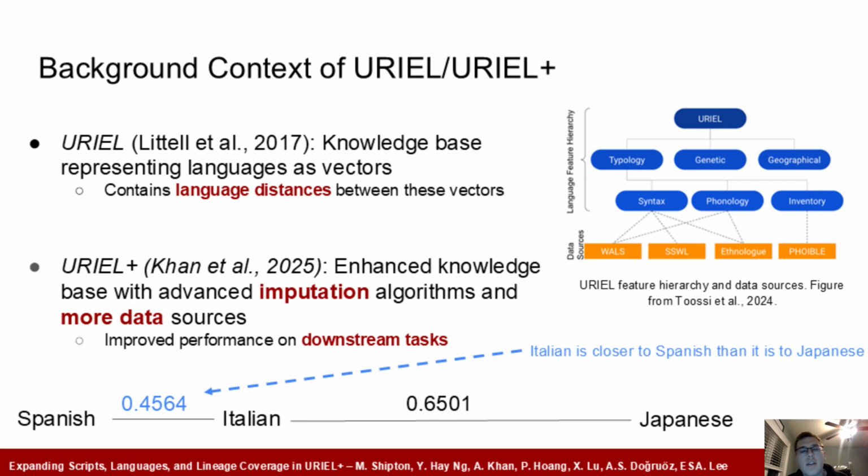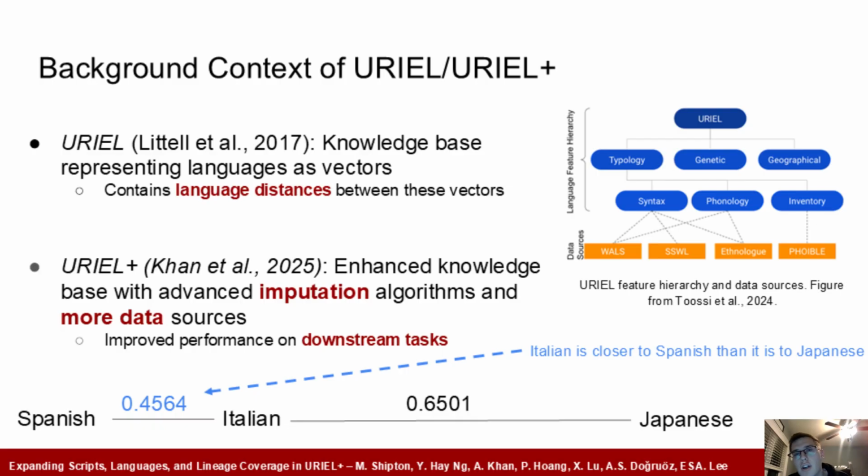URIEL is a knowledge base that represents languages as vectors, capturing typological, geographical, and phylogenetic features. One of its key strengths is that it allows us to compute distances between languages based on these features. URIEL+, our previous work, builds on this by adding more data sources and improved imputation methods, soft impute, KNN, leading to better performance on downstream tasks.